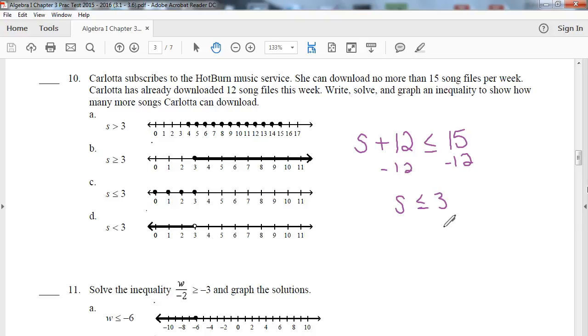Now, this is kind of a different graph from the one we had before. Generally speaking, they don't download partial songs. So you would have to think she could download 3 or 2 or 1 or 0. And this graph would be that set of points at 0, 1, 2, and 3 that are displayed here. That's going to be option C.